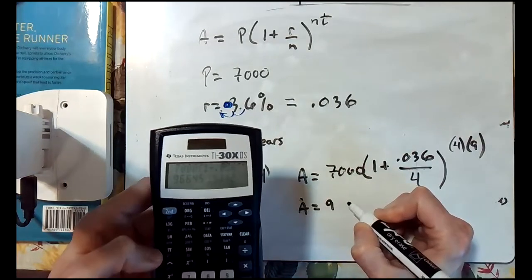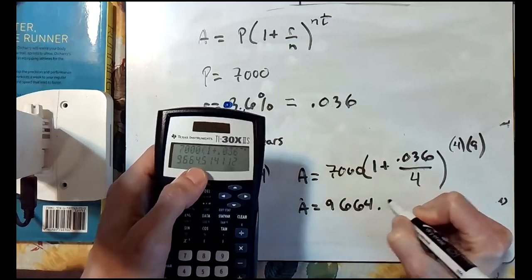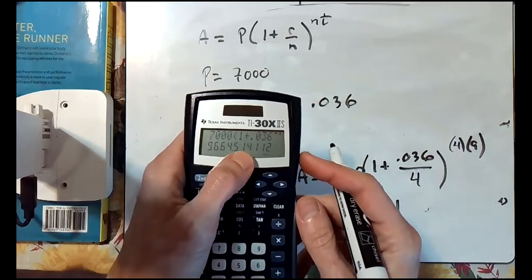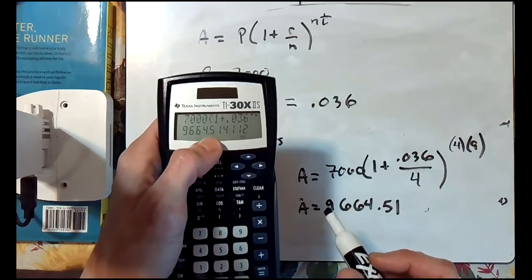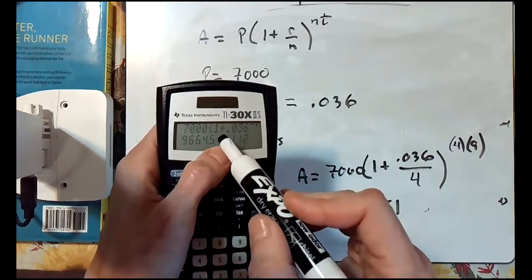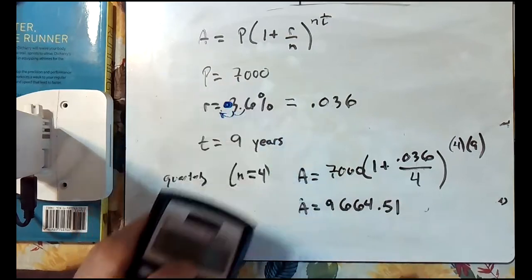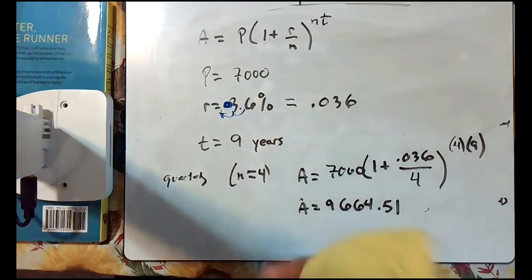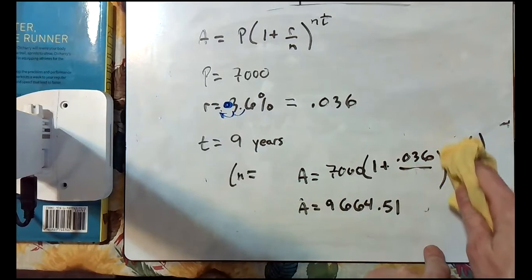So then we get $9,664.51. So I'm rounding, right? Got to round off to the nearest cent right here. So 0.51, if we look at the 1, we look to the right of it, that's 4 and below, so that stays the same. Now, what if we did monthly? What's going to change? Just the n, right? Only the n's going to be 12 this time.